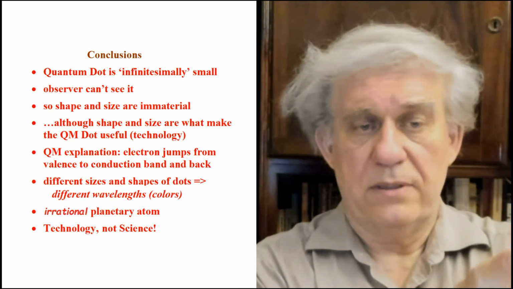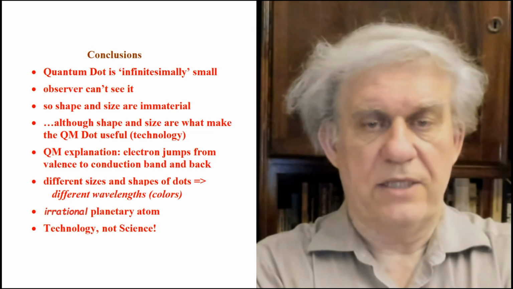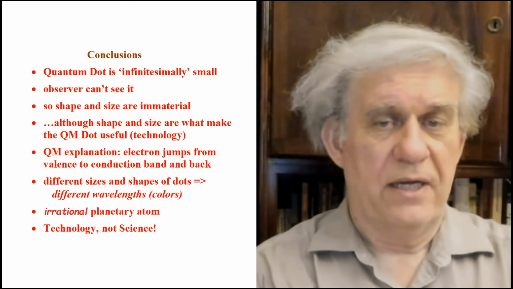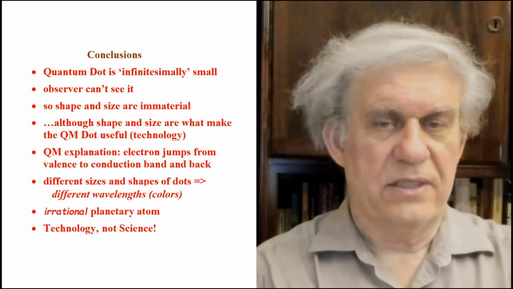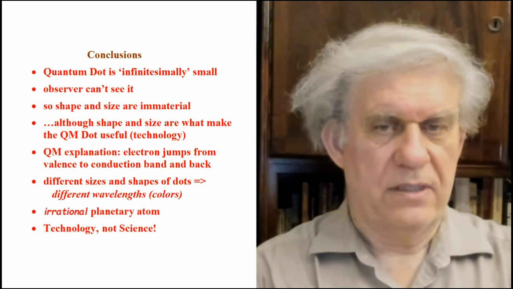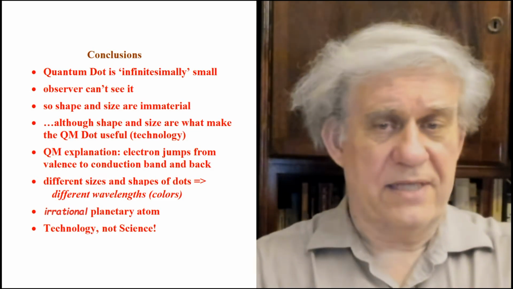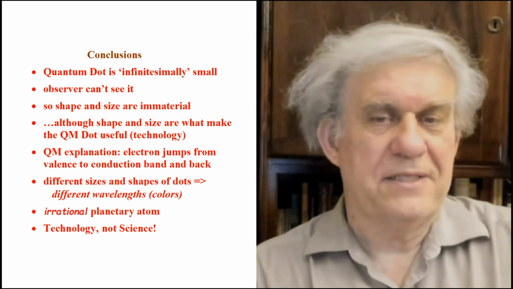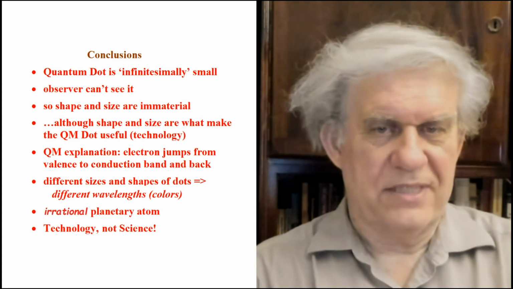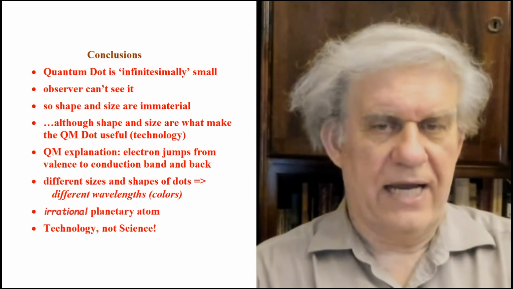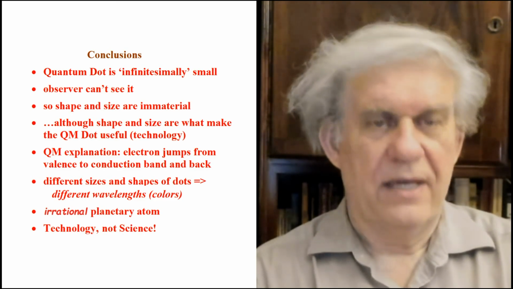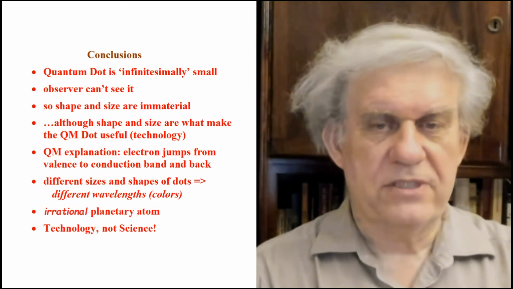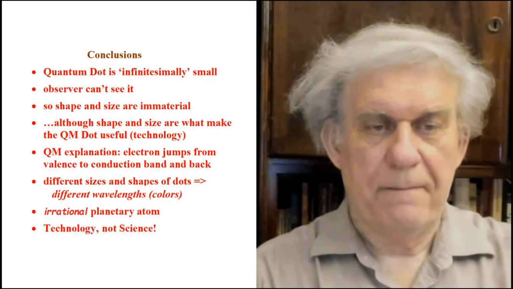Now, they do need shape and size because, on the one hand, it's immaterial to them, but on the other hand, shape and size are what make the quantum dot useful in technology. Remember, shape and size of the quantum dot determine what color wavelength it emits. So we're not interested in technology, we're interested in why. And these people are saying it's related to shape and size. How is it related? What causes shape and size to change the wavelength or the frequency? That's what they have not answered. That's why they're not scientists. They're just technologists, people who are developing stuff without seeing. They're blind.